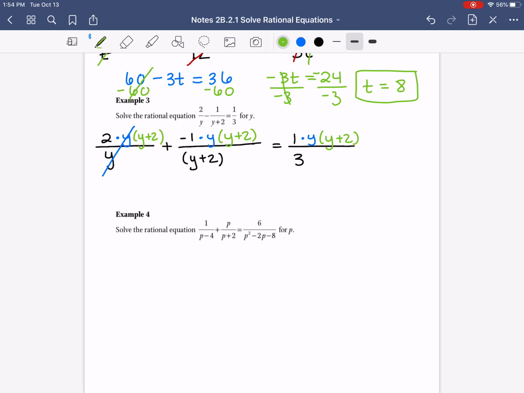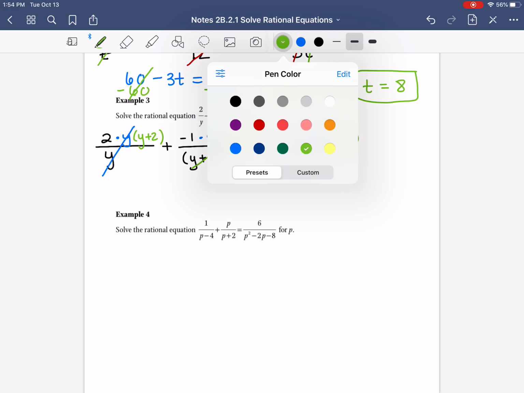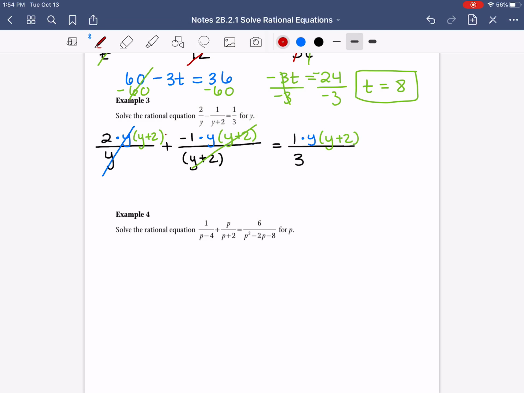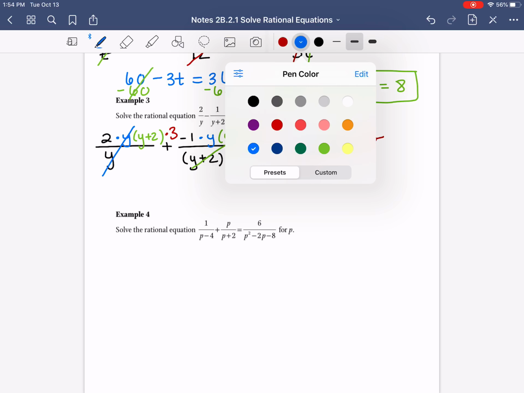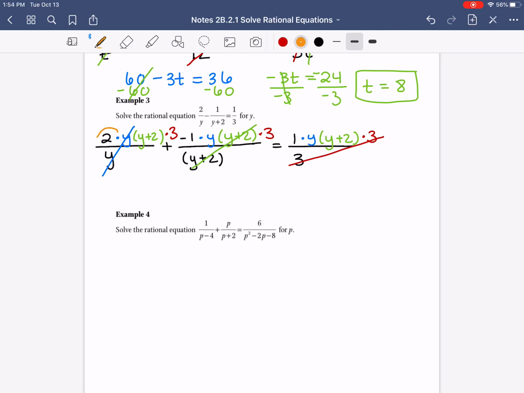It cancels out in the middle only. And then my last one is 3, so I'm going to multiply all of them times 3. And it cancels out right here on the last one. Okay, so now I'm going to multiply. I have 2 times 3 times y plus 2. So first you multiply the 2 and the 3, get 6. And then you distribute it onto those two pieces. So you get 6y plus 12.